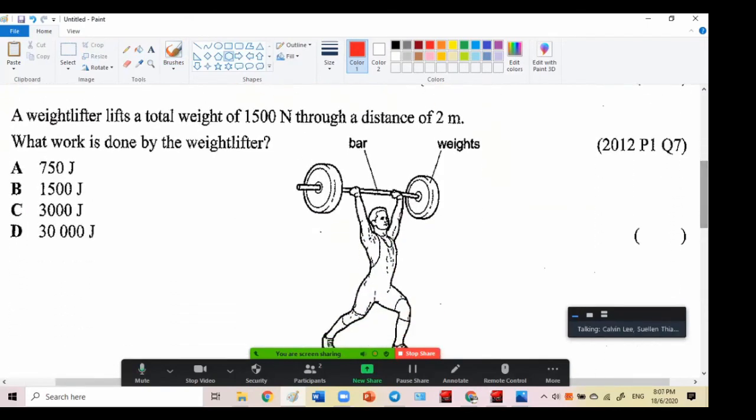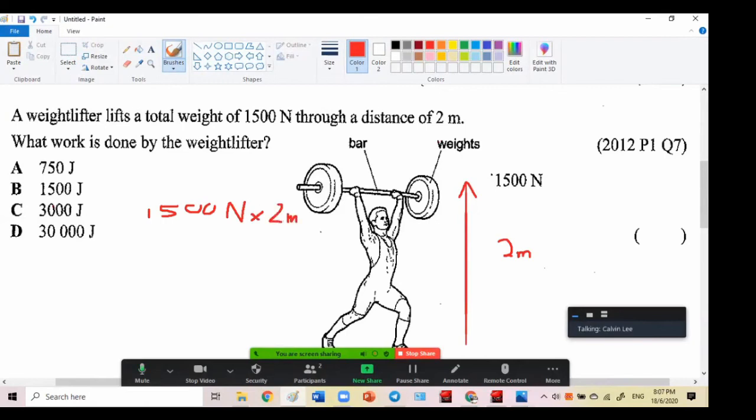Okay. A wave lifter lifts a total weight through a distance of 2 meters. What work is done? 15000. Total weight 15000, not one side each. Total. What's the answer? C. It's so easy. Just take 15000, which is newtons, times the meter. Be careful, not kilometer, 2 meters. So the answer is C. I think I agree with you.